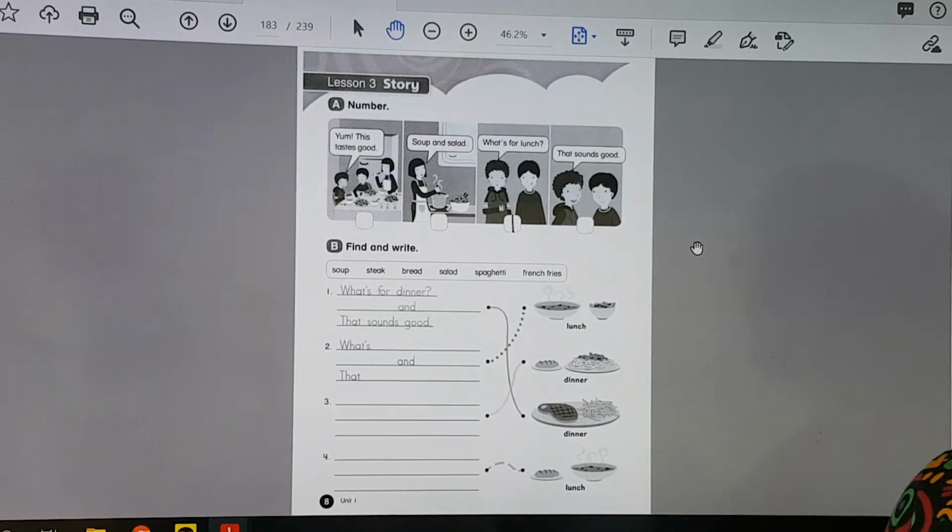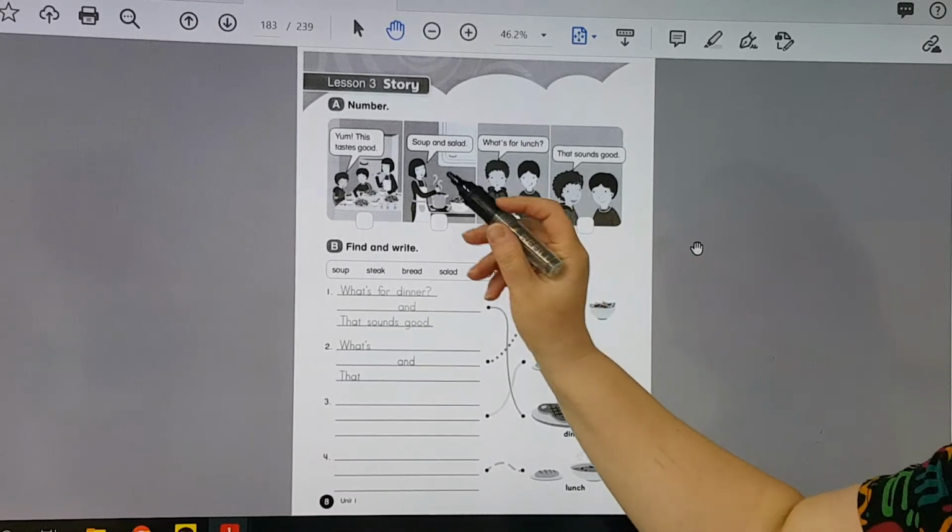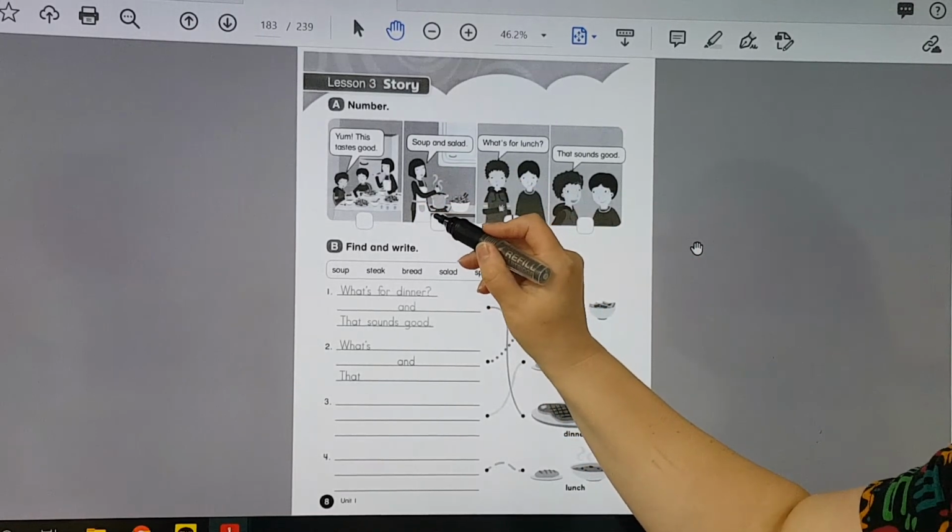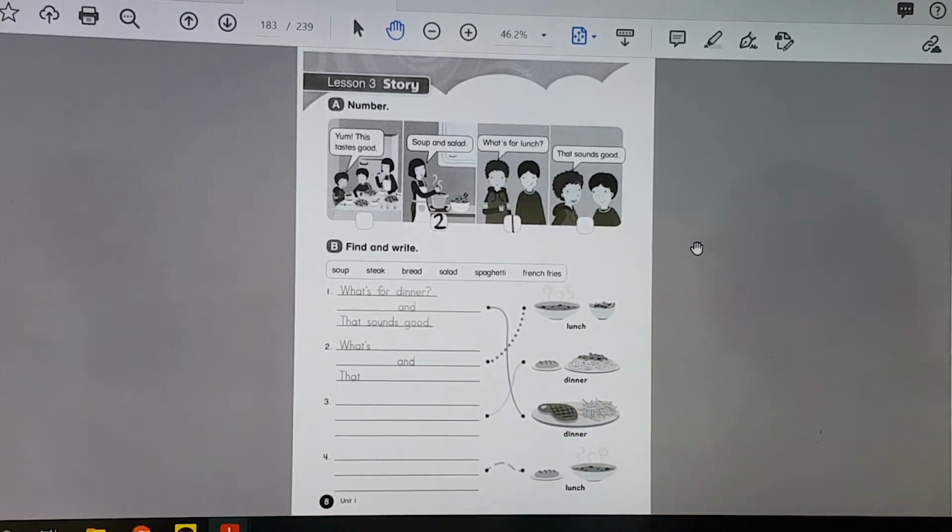Okay, so what's for lunch? You're going to answer with a food. French fries. Nope. What's for lunch in this picture? Soup and salad. Right, so we can see soup and salad is here. So that's number 2. And the boy, he's hungry and he's like, 맛있겠어. What does he say in English? That sounds good. That sounds good is number 3.